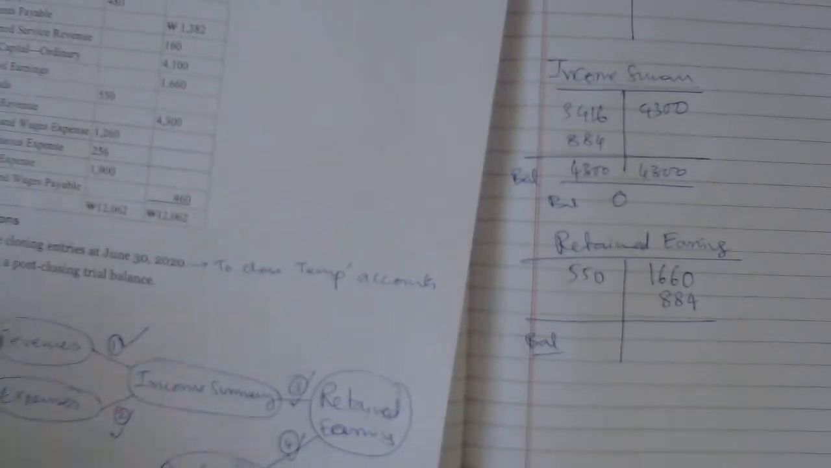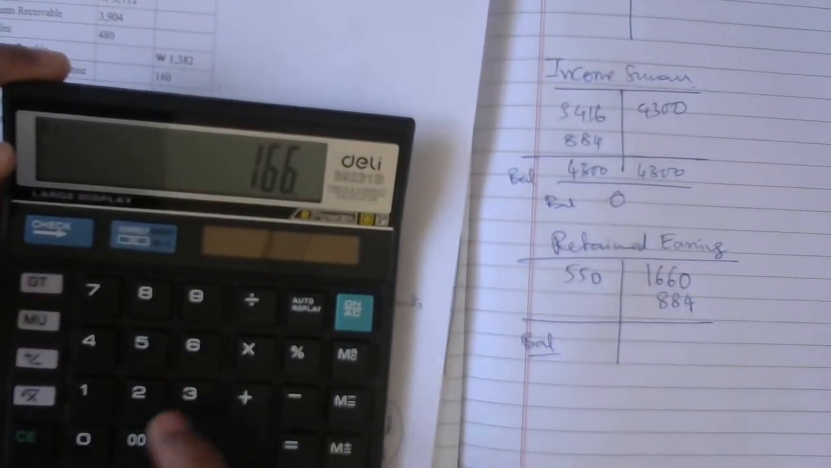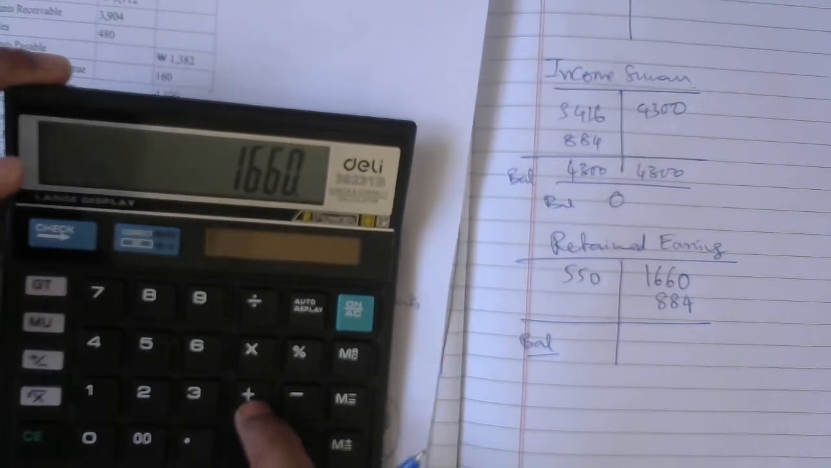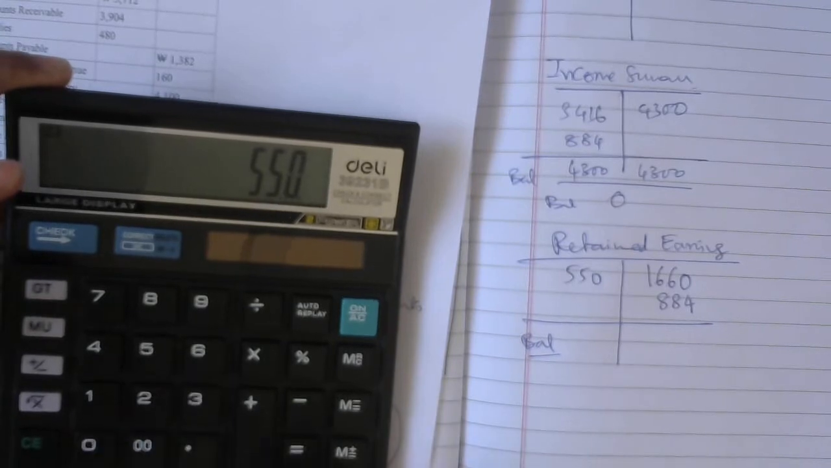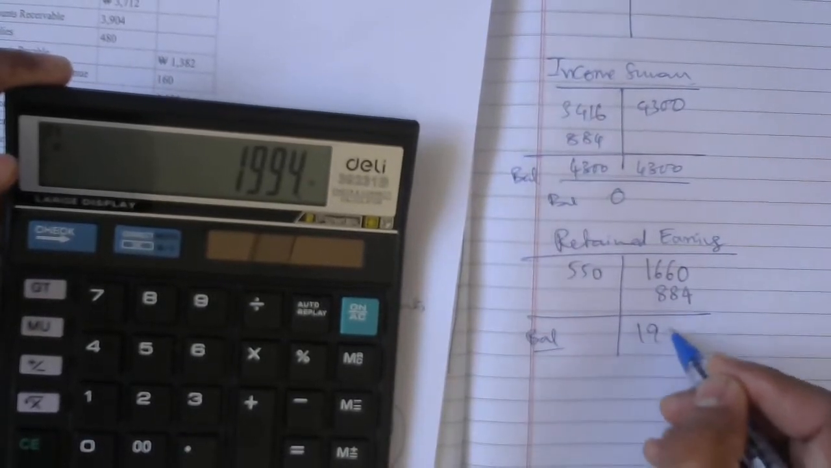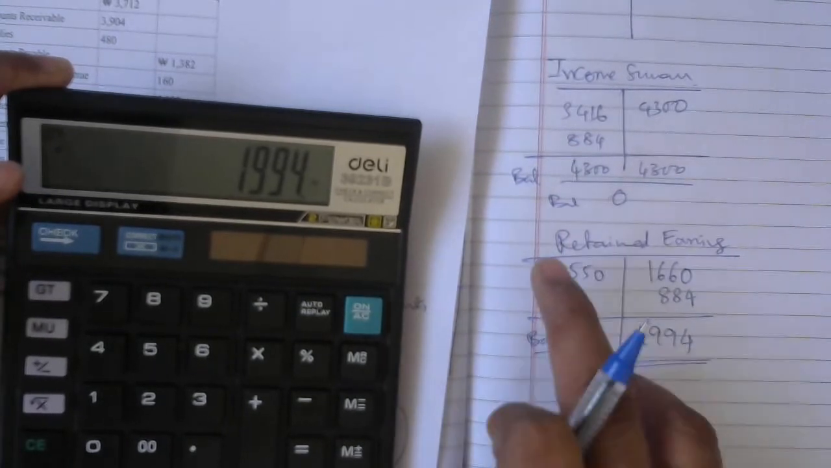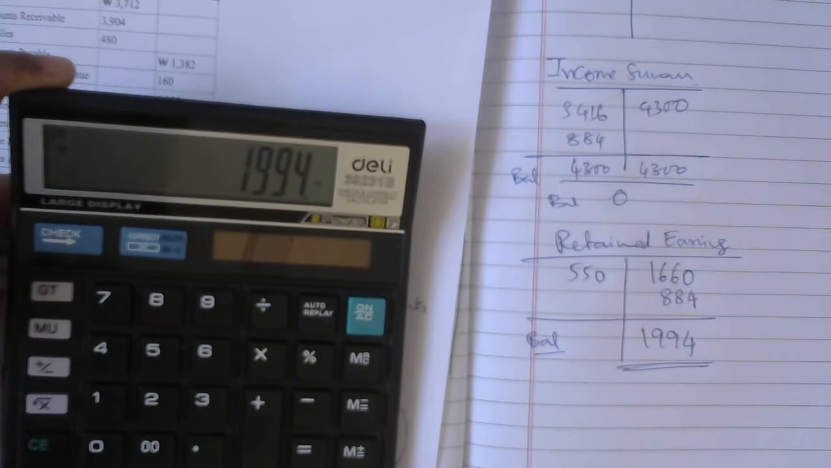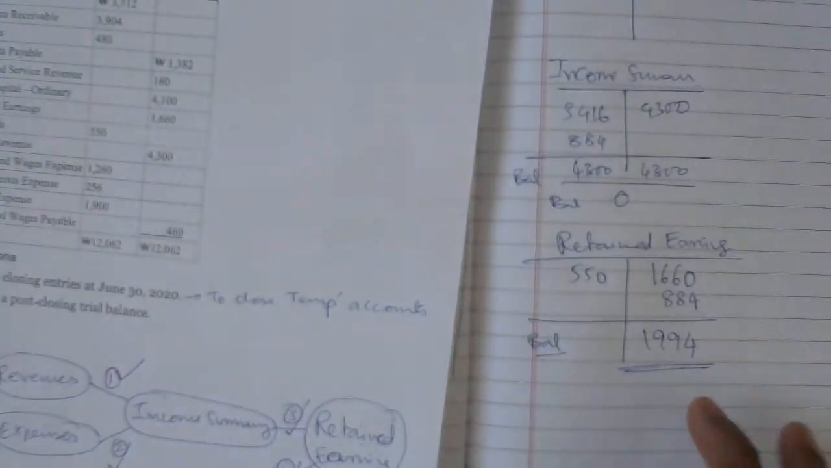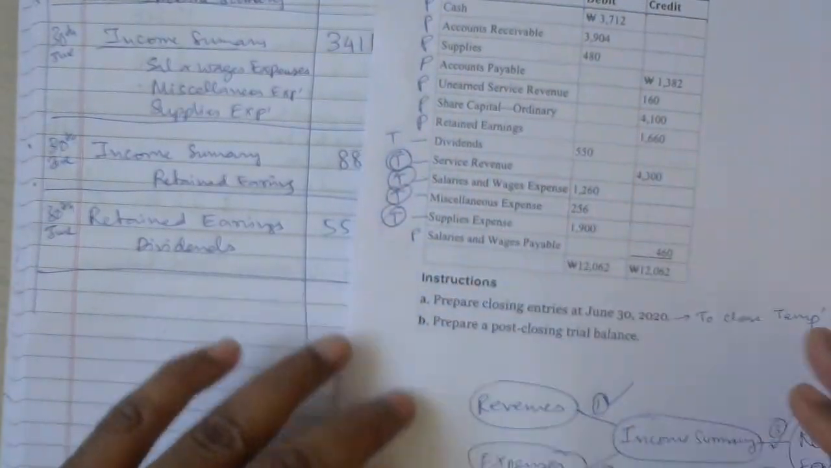So first I am adding the credit side, 1660 plus 884 minus 550. So this will be 1994 as my credit balance under retained earnings. Now I have everything ready. So these temporary accounts are gone.